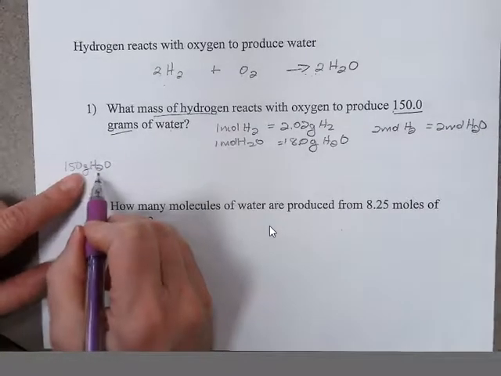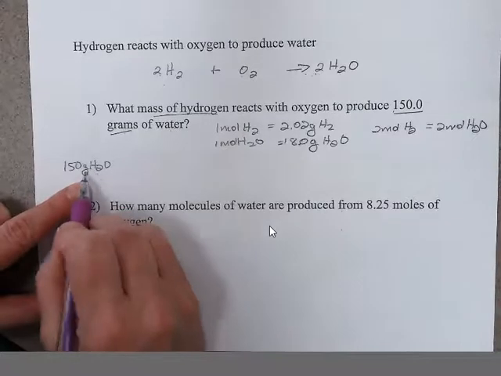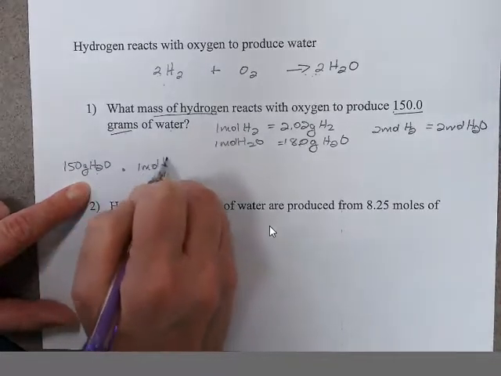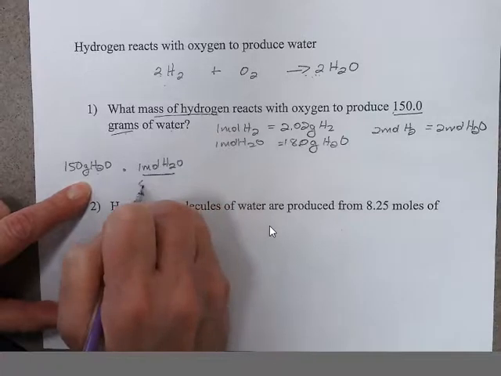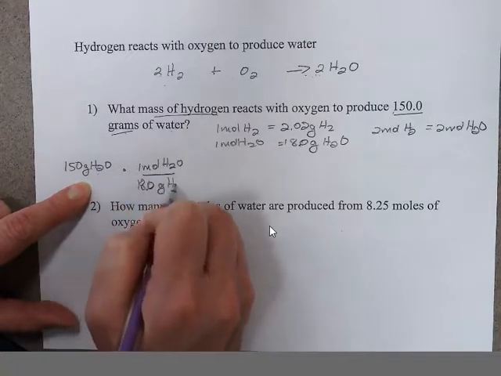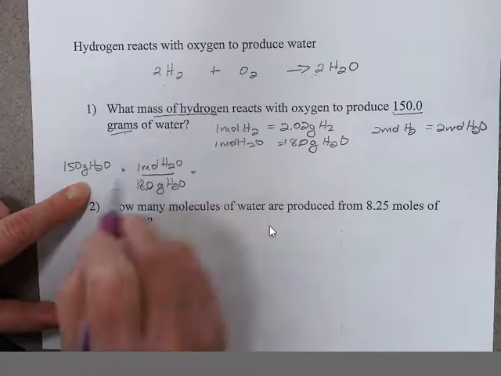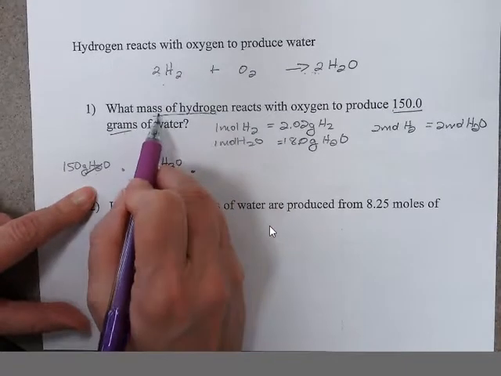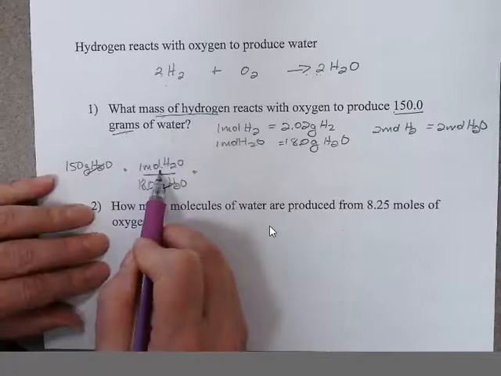So I'm going to start off with my given. And just like we did before, I know I can convert mass to moles of a compound by dividing by the molar mass. So this is not new. We've done this before. Okay, that's great. Gives me moles of water, but the question says give me mass of hydrogen. So I know I'm not done yet.